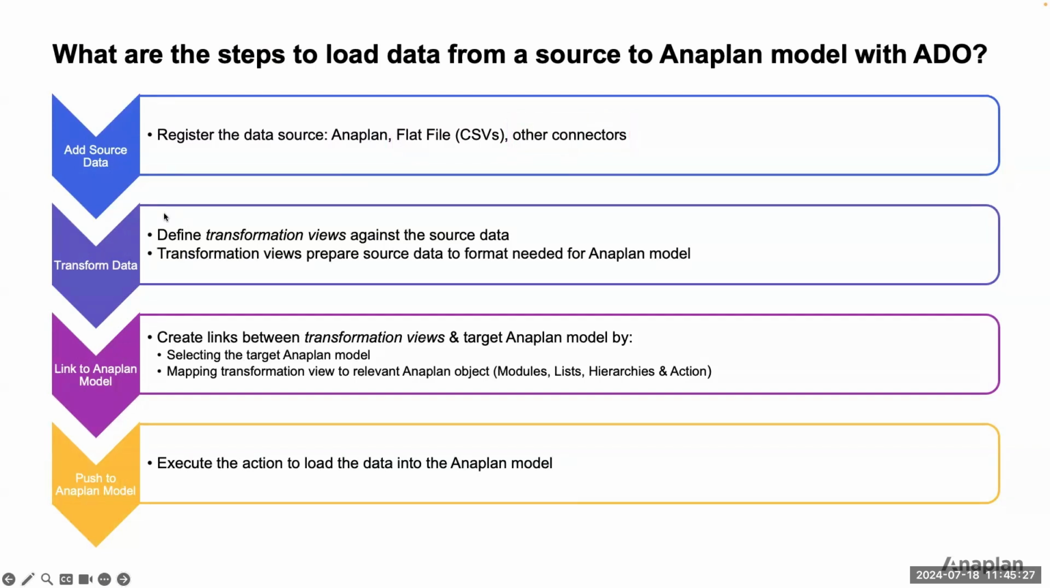Then once we've brought that data into ADO, this is where we're going to be able to perform the transformations, right? This is where we're going to be able to do things like add columns, aggregations, things of that nature. We're going to do that in our transformation view. Once we've created a transformation view, we can then link that data in that transformation view directly to our modules, our lists, and our hierarchies. And once we've completed that step again, then we can push that data directly into our Anaplan models.